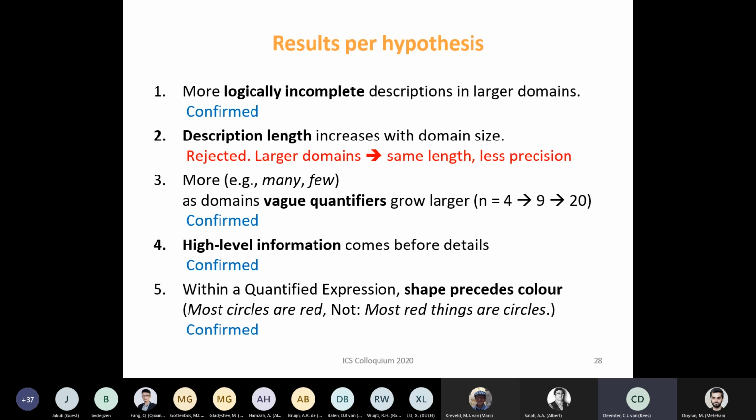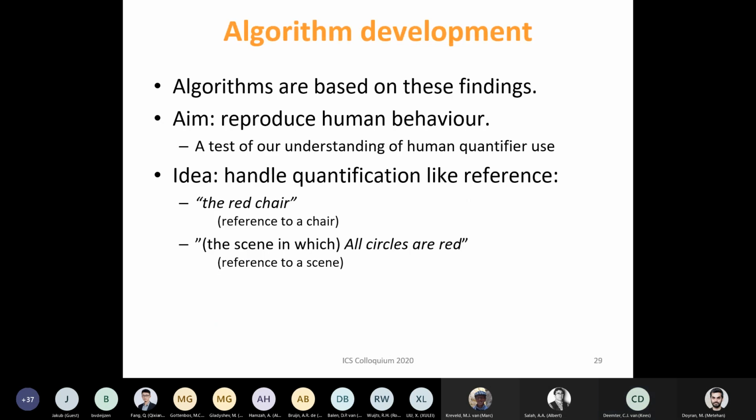The first of these hypotheses was neatly confirmed, but interestingly, the second was not. It turns out that when you increase the domain size, people are not going to be more elaborate. Instead of that, they're going to be less precise. And the explanation for that can be found in our confirmation of the third hypothesis, because when the domain gets larger, people use more vague quantifiers. And of course, when you do that, you're no longer really pinning down exactly what situation you describe.